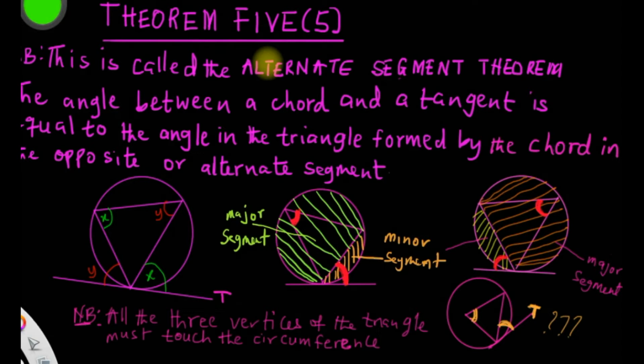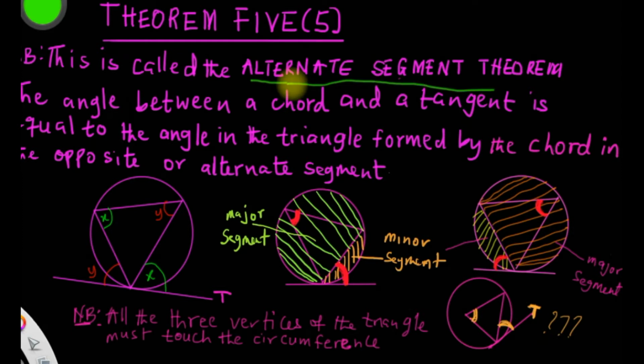Edition of our circle theorem lessons. So in this video, we are going to consider theorem 5. This theorem 5 is called the alternate segment theorem.